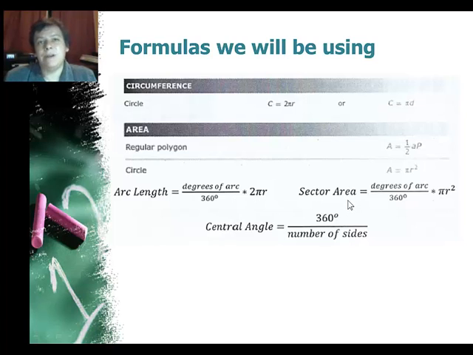Sector area is very much the same idea. You're going to say however many degrees the area of the circle that you have over the total, which would be 360, times the area formula. And we already talked about the central angle. The easy way to find that is to divide 360 by the number of sides of the regular polygon.